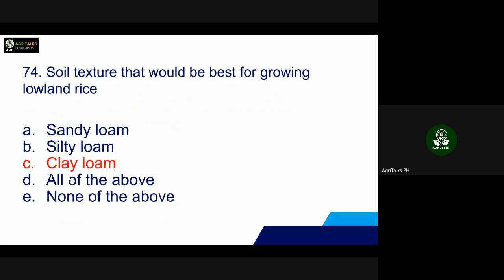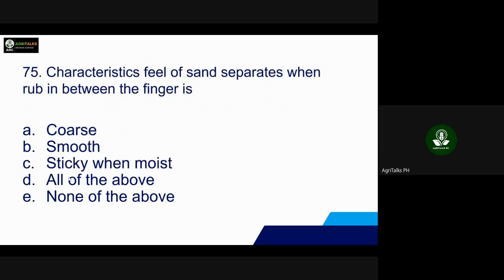Okay. 75, characteristic feel of sand separates when rubbed in between fingers is blank. So, ano daw po yung mafi-feel natin pag i-rub po natin yung sand sa ating mga fingers? So, the correct answer for this is letter A. Coarse meaning malalaki. So, we can feel gritty or yung mga granules. Smooth is for silt. Sticky when moist is for clay. Okay. So, coarse is for the sand.